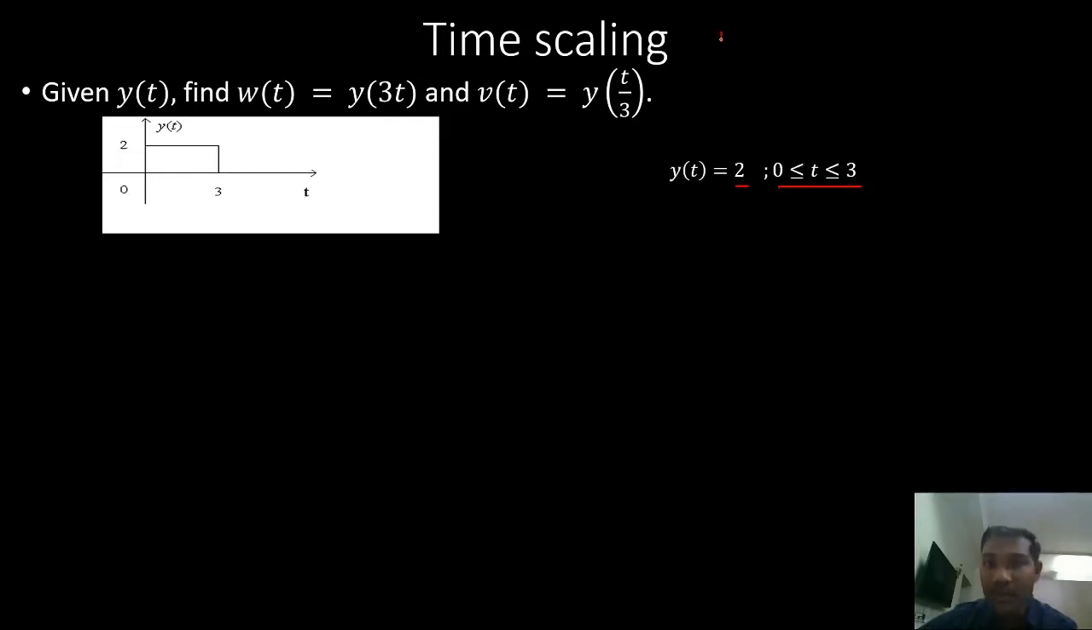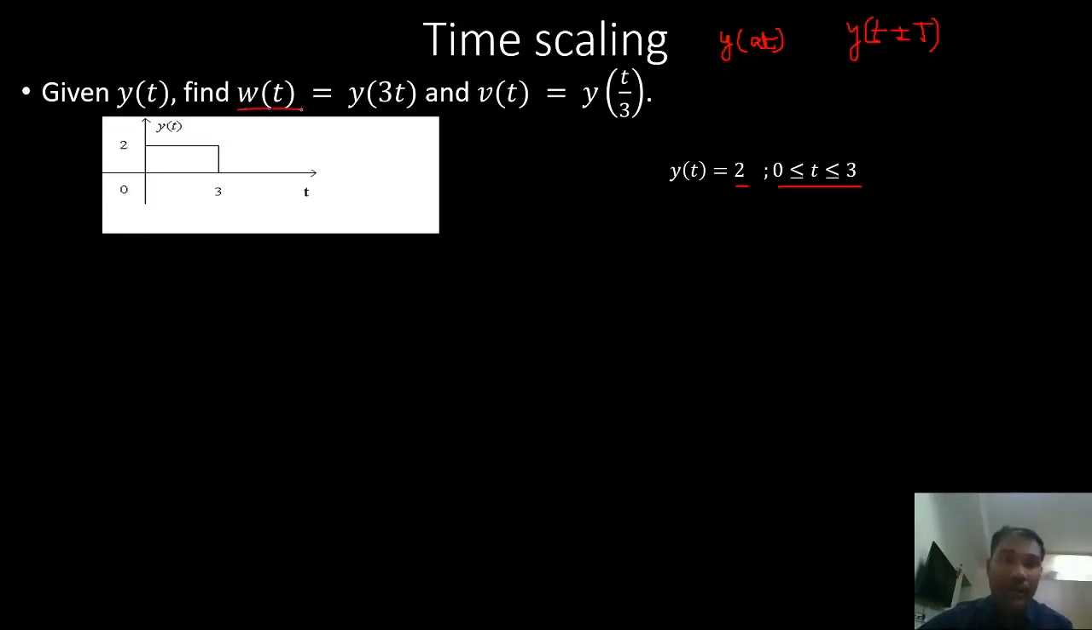Time scaling, the common form is y of at. Y is just the variable name. It can be x, it can be z, anything. In place of t, we have at. For time shifting, we had y of, in place of t, t plus or minus capital T or capital A, whatever it is. We have t plus or minus a thing. Here in time scaling, we have t multiplied with a constant A.